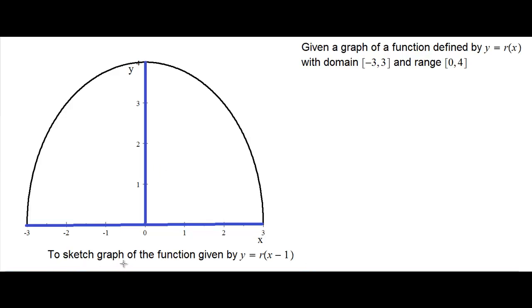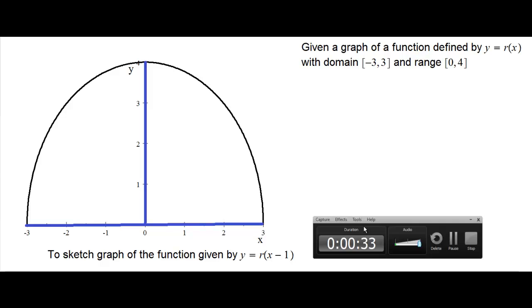Now we would like to sketch the graph of the function given by the equation y equals r of x minus 1. What we did was change x to x minus 1, and if you remember, this transformation horizontally shifts the graph to the right by how many units? 1 unit. Let's go ahead and look at that transformation via computer.